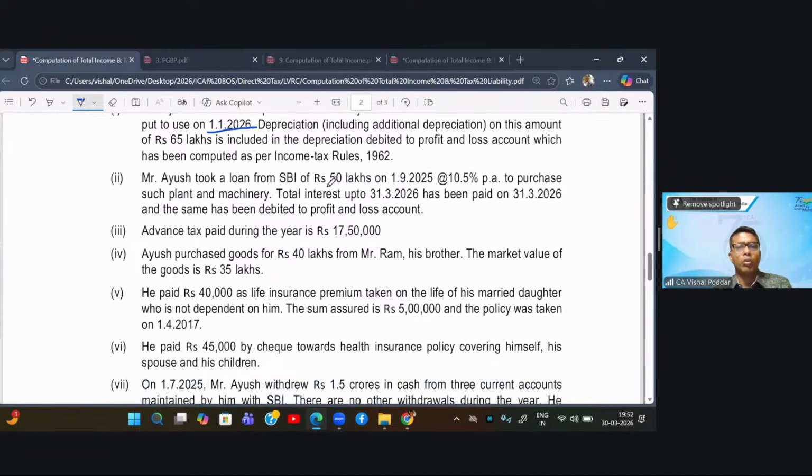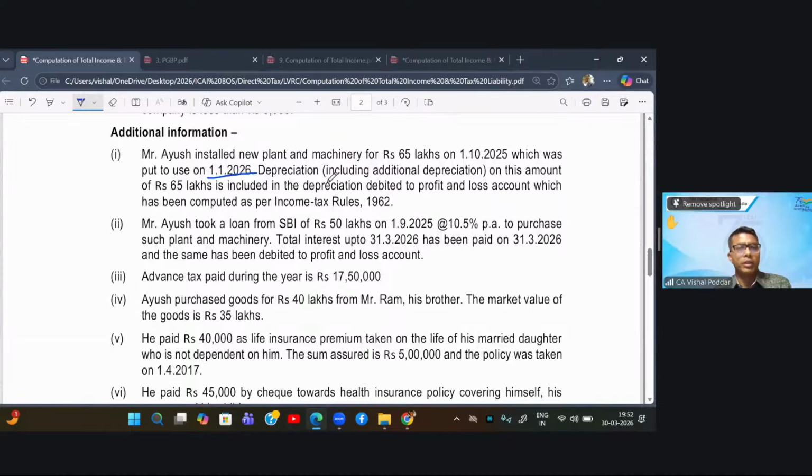Mr. Ayush took a loan of SBI. So interestingly, we don't have to do anything for depreciation here because they have already taken the depreciation and that is including the additional depreciation. So we have nothing to do here. Now, the only point is, if you recall, in the old scheme, additional depreciation is allowed, but in the new scheme, only regular depreciation is allowed, additional is not allowed. So if we have to solve this by the new scheme, we'll have to remove the effect of additional depreciation in the new scheme. Fine.